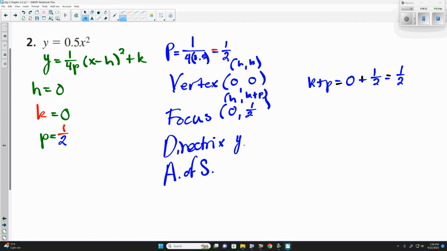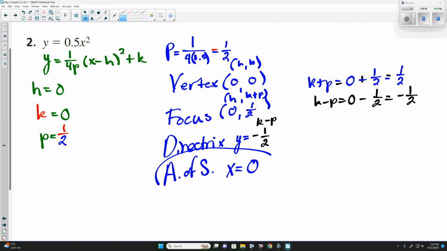Our directrix is y equals k minus p. The value of k is still 0. The value of p is 1/2. And 0 minus 1/2 is -1/2. So our directrix is the equation y equals -1/2. And our axis of symmetry is x equals h, so it's x equals 0.